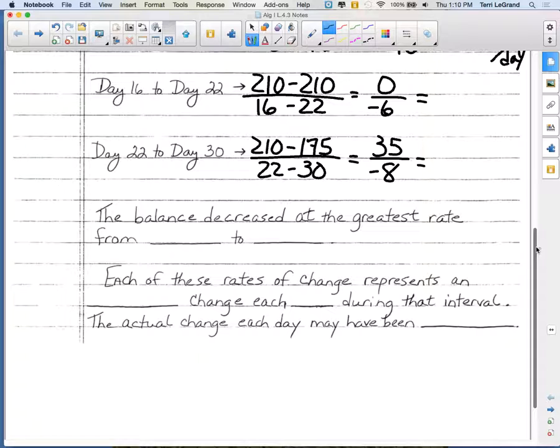Okay, so what's our rate of change over the interval day 16 to day 22? 0. $0 per day. We don't even have to talk positive divided by negative there. We have 0 being divided by something. 0 divided by anything other than itself is 0. So that's $0 per day change. Didn't go up, didn't go down. Or in the end, in that 6 days, it actually ended up the same as it started.